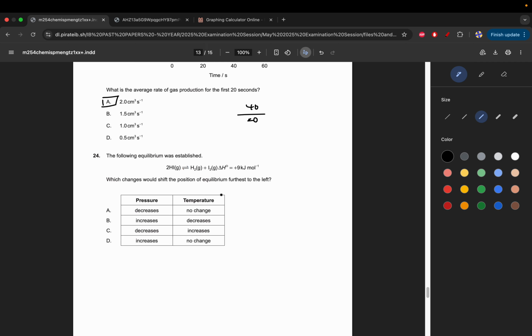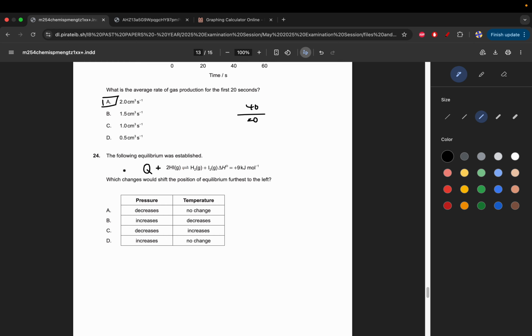The following equilibrium was established. Which changes would shift the position of equilibrium furthest to the left? So this is going to be an endothermic reaction. So the Q is coming in on this side. So we want to shift the position of equilibrium furthest to the left. So first of all, actually, really, it's enough to analyze temperature.